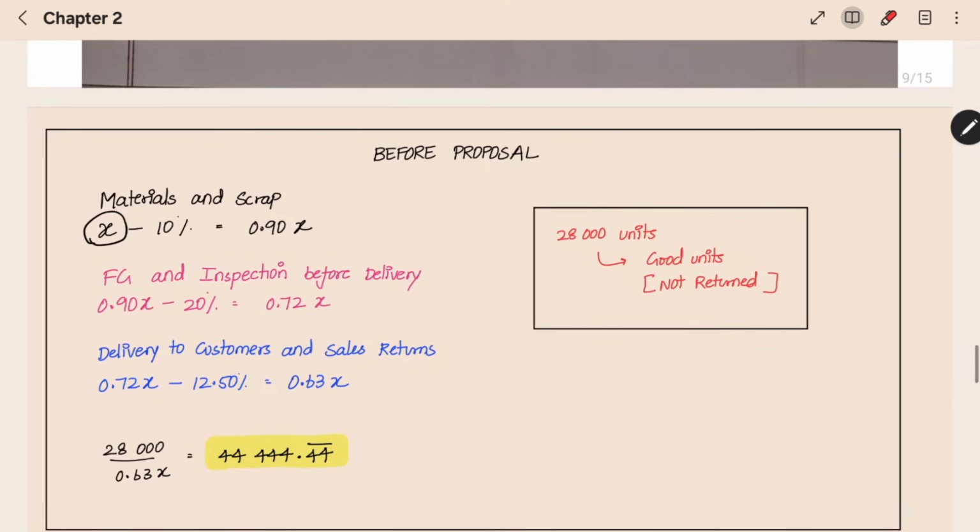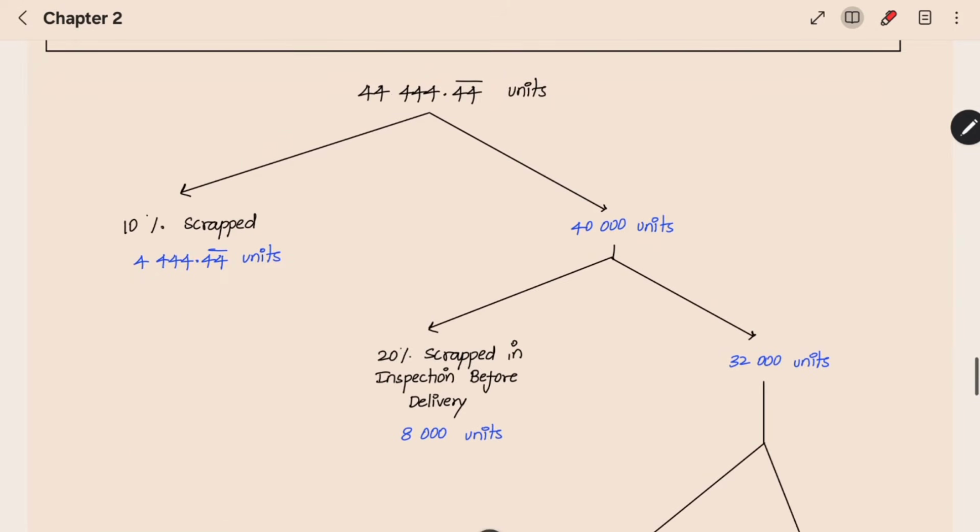What is x? First we saw it. What is the number of materials we bought? The purchased number of materials is 44,444. This is what x is. Now here I have given the chart. We have purchased 44,444.44 units. Out of that, 10% got scrapped in the material stage itself. This much was scrapped in the material stage, and this much is the remaining.